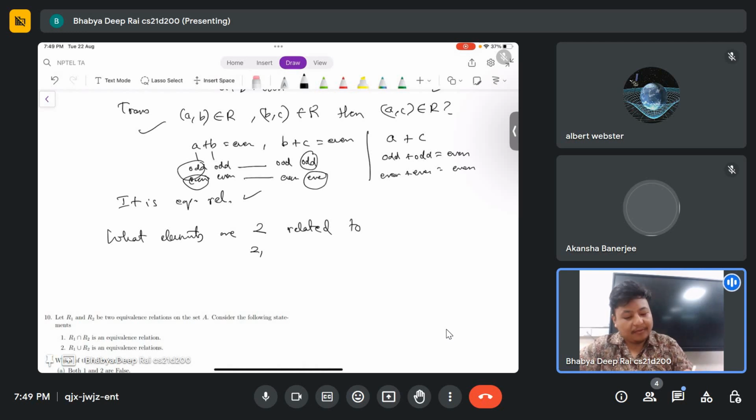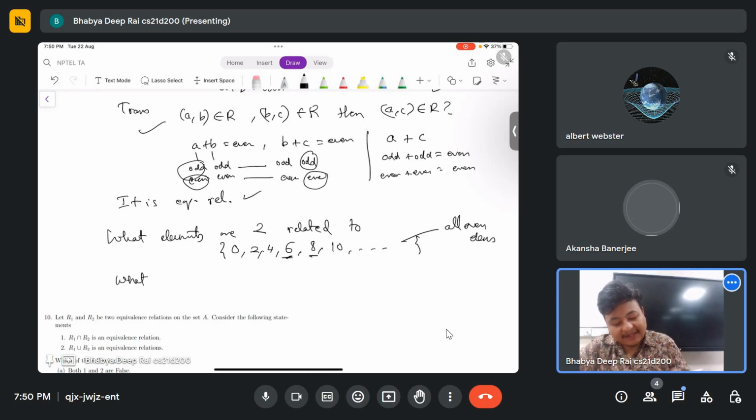Everything adding to 2 would make it even. If I add 3, it would not be even, it would be 5. If I add 4 to 2, it would be even. If I add 5 to 2, 5 plus 2 is 7, not even. But if I add 6 to 2, it would be even. Similarly 8, and on this side I can put 0 also, and 10 and so on. Then you realize it's not just the elements 2 is related to; 6 is related to, 8 is related to, and so on. So we realize that these are all even elements.